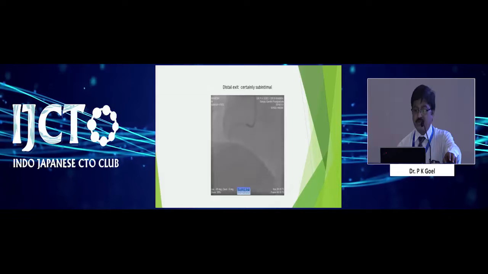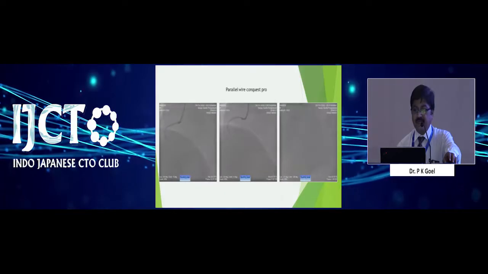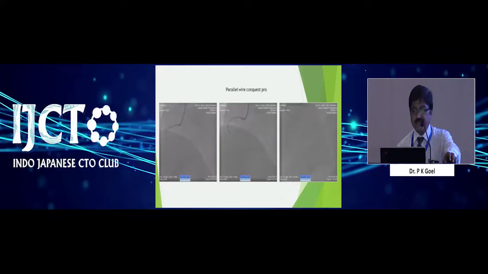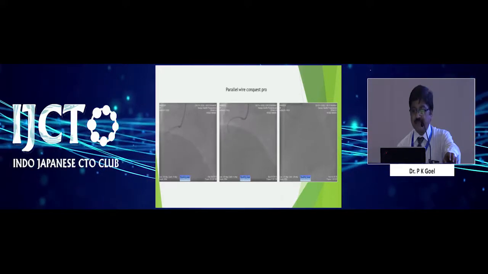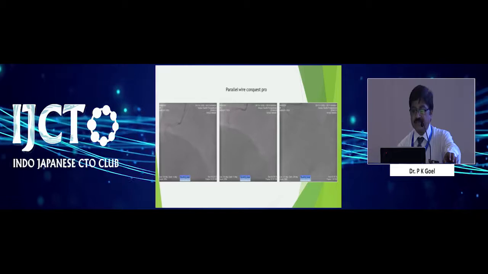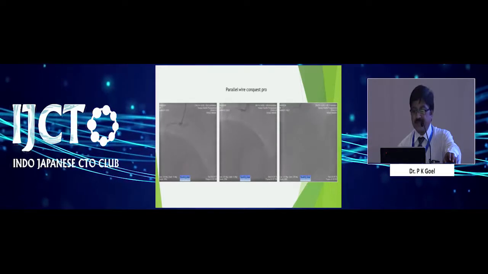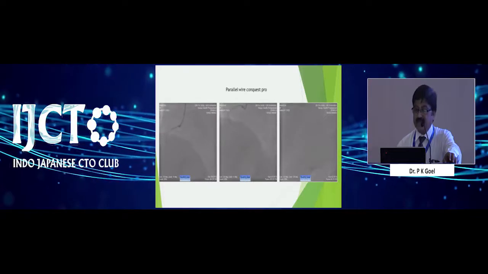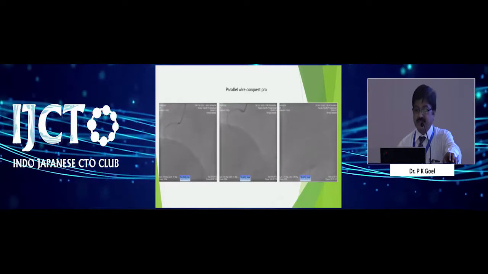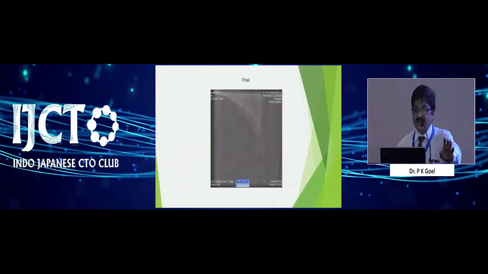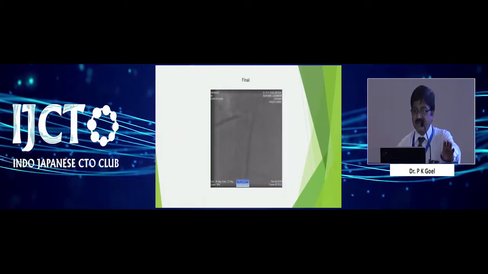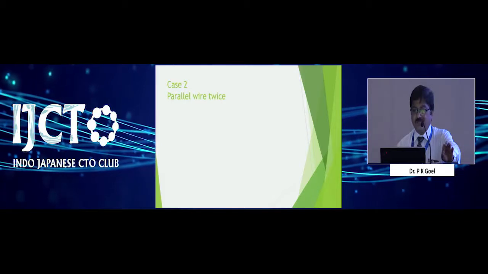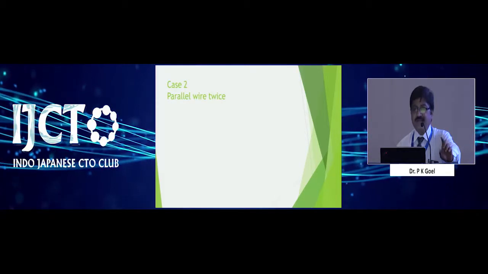And so what you need is a parallel wire. So we have the Crusade catheter there, a double lumen catheter, and now we have two wires, and the second wire is moving just parallel to it, and it has entered the distal vessel. So that is a standard way of doing a parallel wire technique, and the final result. Now this was a patient where we did parallel wire twice.